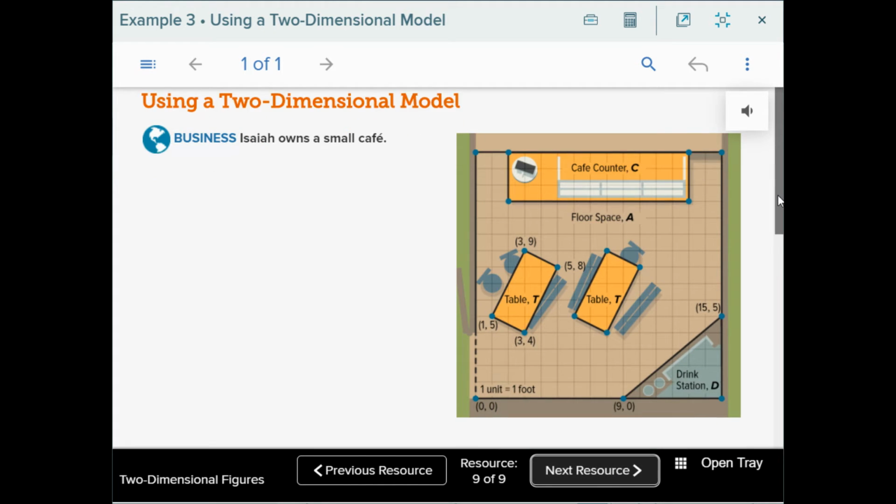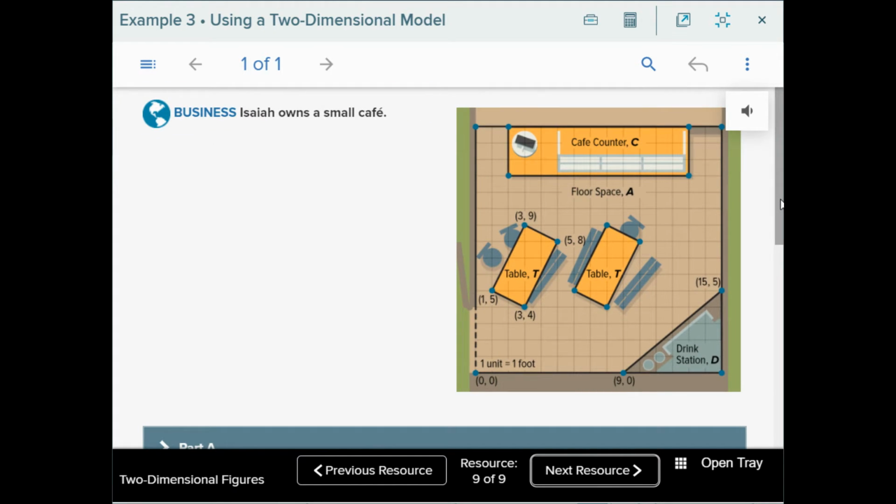Isaiah owns a small cafe. On the right, we can see this layout. We see a coordinate grid in the background. So we're probably going to have to use the distance formula to figure out some different measurements, but we can see the layout of the cafe. We have the counter, which is labeled C, floor space, which is A, tables, which are labeled T, and the drink station, which is labeled D.